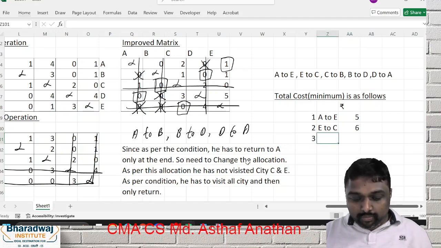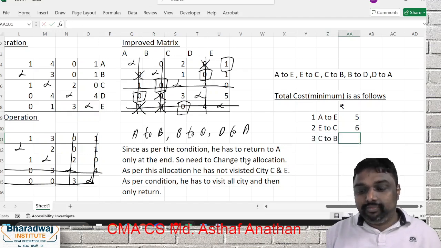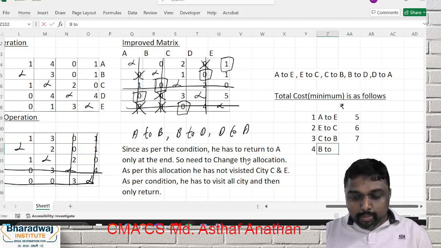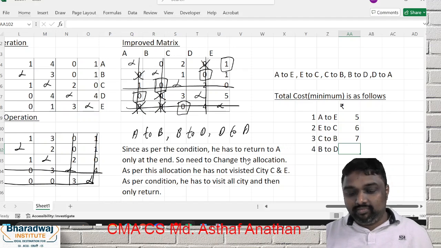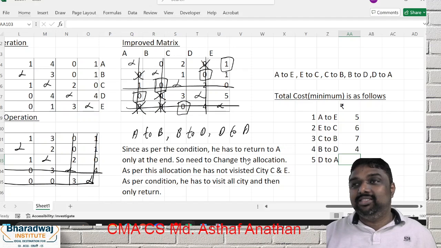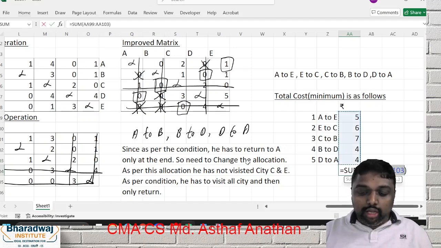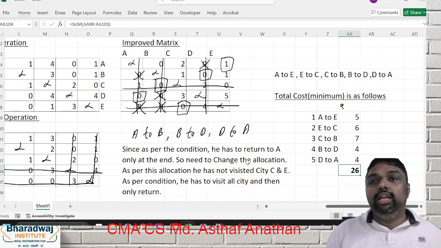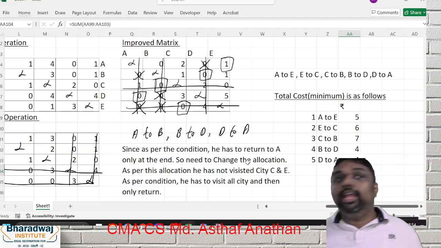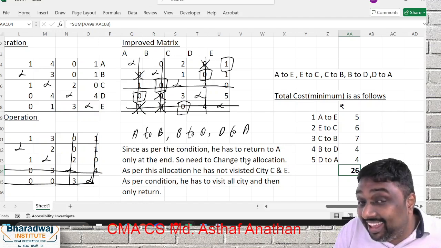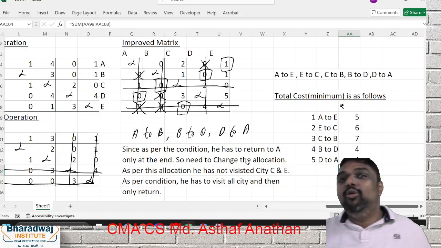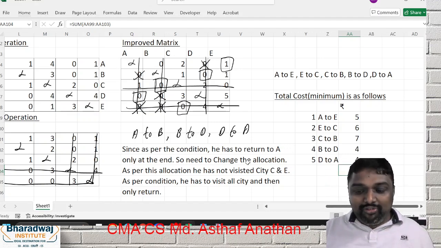Next you have to go for C to B. What is the answer? 7 is the answer. Next you are going for B to D. What is the answer? 4. Finally, you are going for what? D to A. What is the cost? 4. My dear friends, you do any number of allocations, you don't get any cost lesser than this. This is the minimum cost. Sometimes it will be kilometers. So hope you are clear. This is how you have to approach a traveling salesman problem. All the best, my dear friends. So hope all of you are clear.